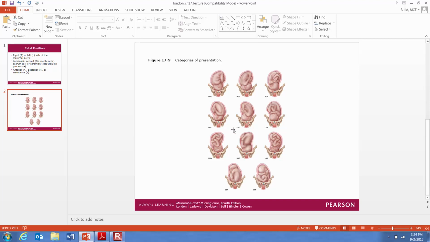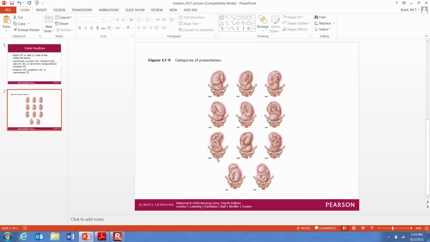Okay. Now here's an LOT. The occiput of the baby, the back of the baby's head, is facing the left of the woman's body, and it's completely transverse. Okay, so here is LOP. Again, the occiput, the back of the baby's head, is leaning towards the left of the woman's body, and it's posterior. It's facing the back of her body. So this is going to be a difficult delivery.